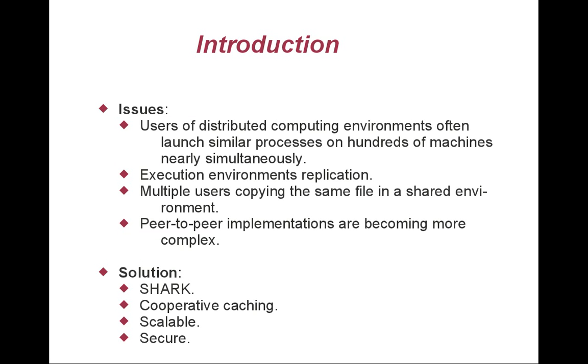The current network file systems have one big issue, and that issue is scalability. As more and more clients connect to the server, obviously the server becomes more and more overloaded. And even though peer-to-peer seems to fix that problem, peer-to-peer becomes harder and harder to implement. So the best solution was Shark, which uses cooperative caching to improve scalability, and Shark is also secure, so it seems like a really great file system.